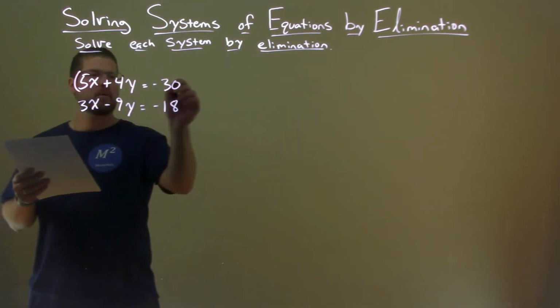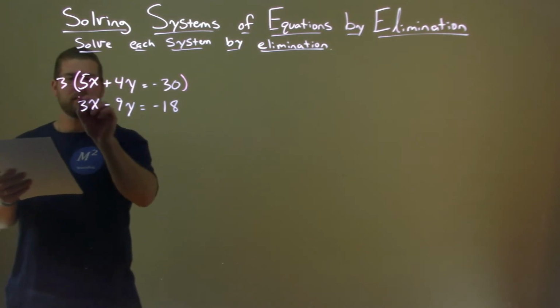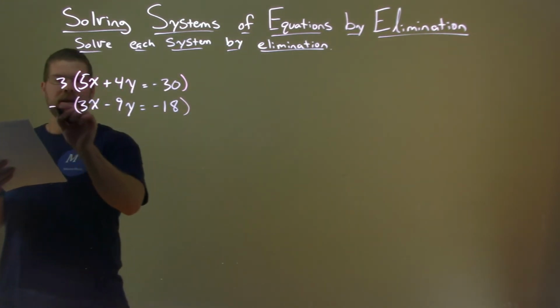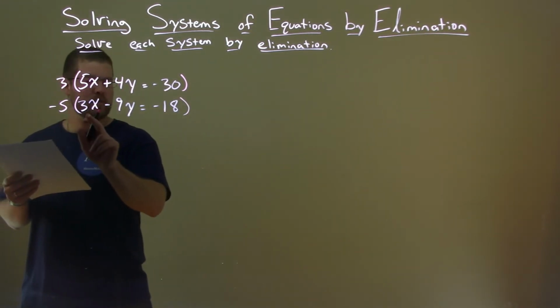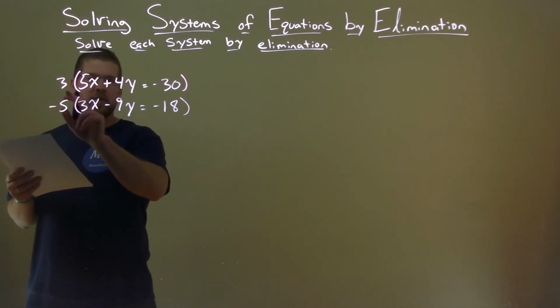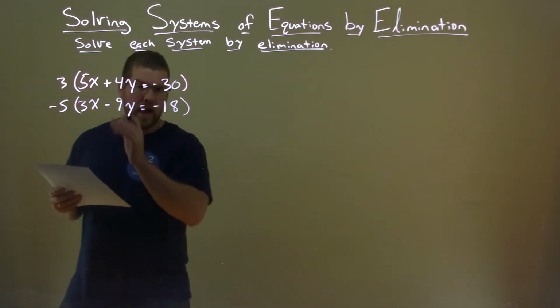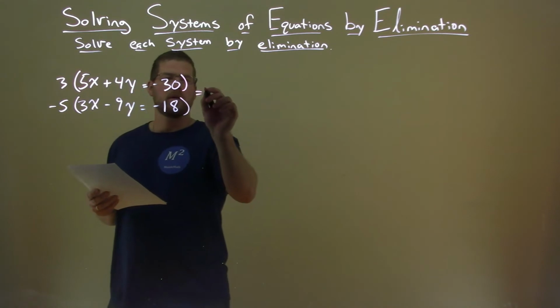I'm going to take the top equation and multiply it by 3. The bottom equation, multiply it by negative 5. Negative 5 times 3, negative 15. 3 times 5 is 15. The x's will eliminate. So let's do that.